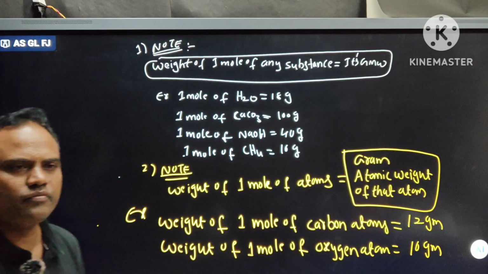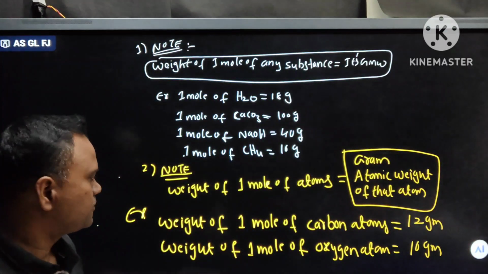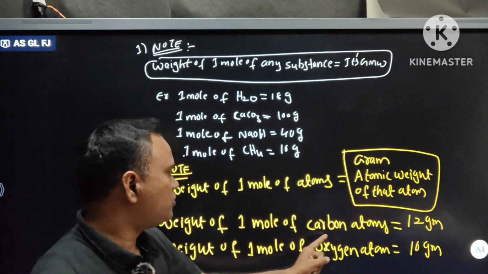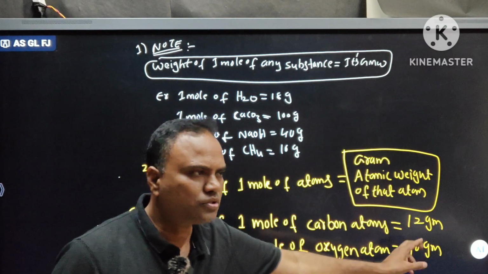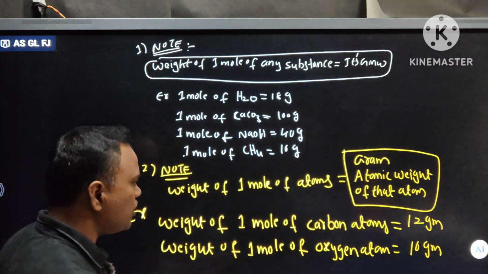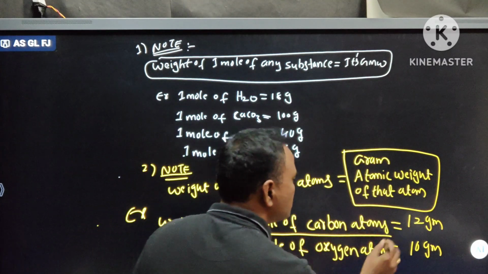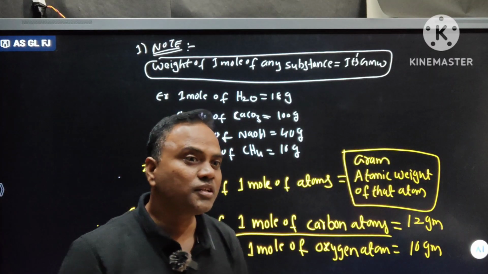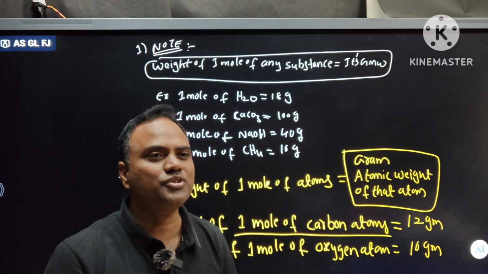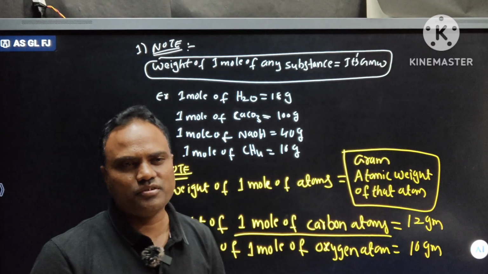Now you tell me one question. What is the weight of 1 mole of carbon atoms? 12 grams. 12 grams is the weight of what? 1 mole of carbon atoms means how many? 6.023 into 10 to the power 23.